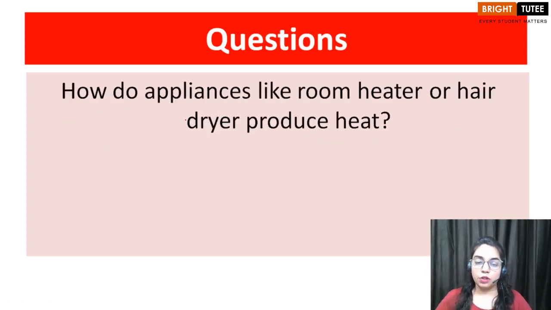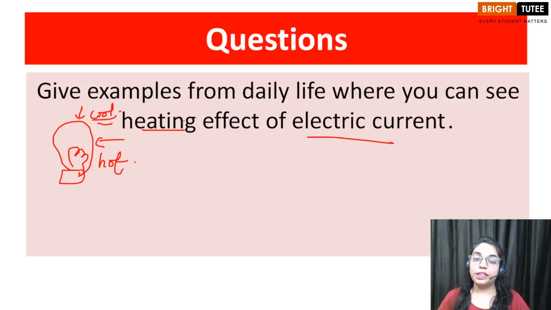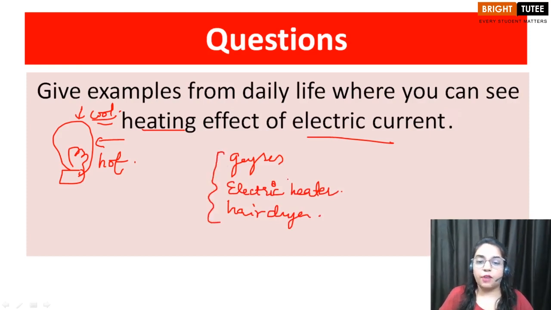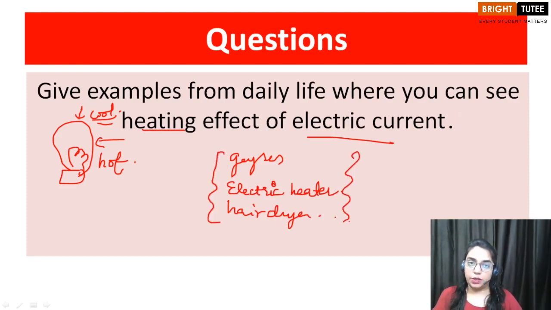Also children, we can observe from daily life that there are certain appliances like a geyser, electric heater, or hair dryer. These are all the appliances, children, where the heating effect of electric current can be seen. Okay children, so let's move to the next question.